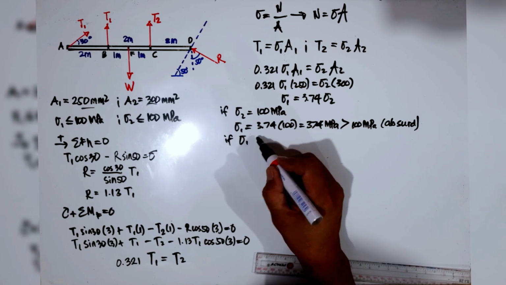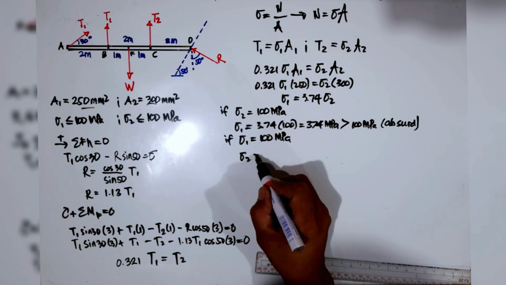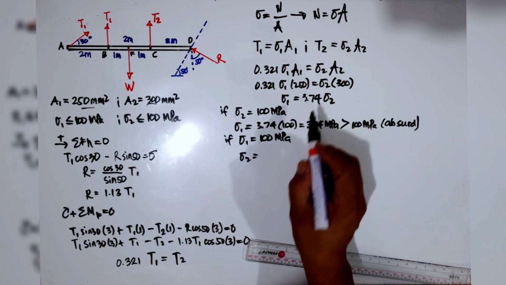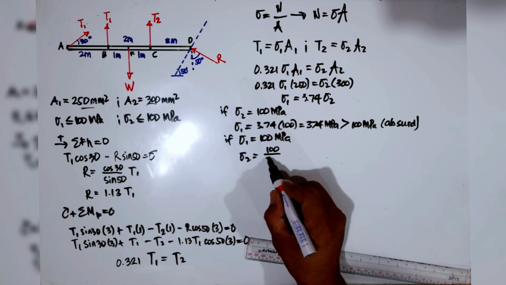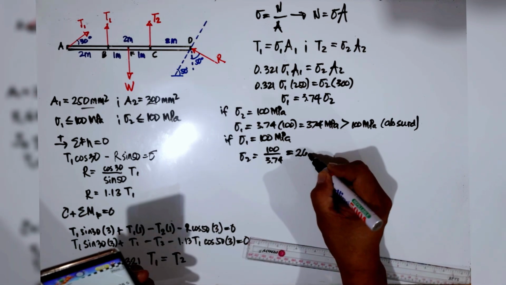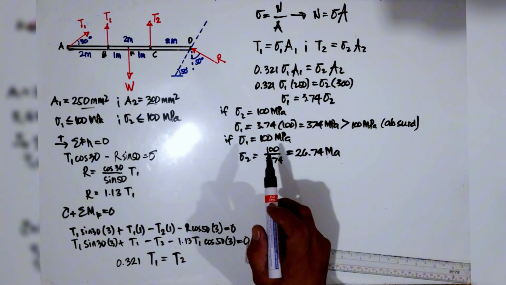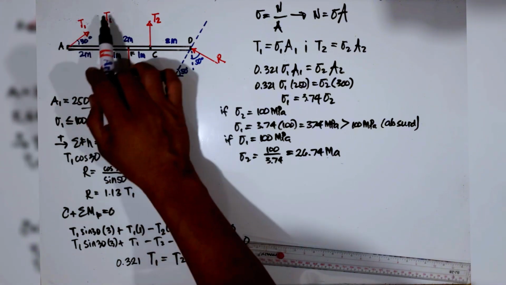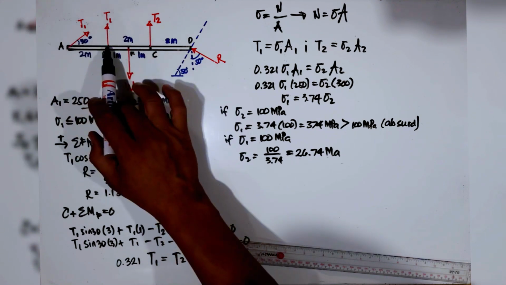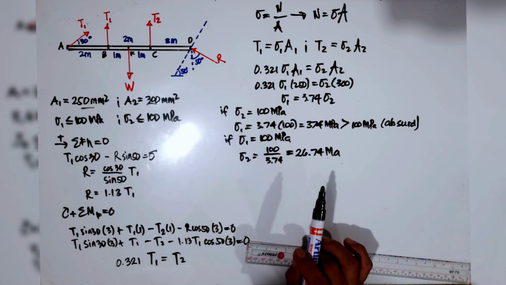Maybe if sigma 1 will reach 100 megapascal, how much will be our sigma 2? Sigma 2, so that will be sigma 1 divided by 3.74. That's 100 over 3.74 equals 26.74 megapascal. So meaning, this cable here at AEB will fail first. It will reach 100 megapascal first. When this reaches 100 megapascal, the stress at cable 2 will just be 26.74.